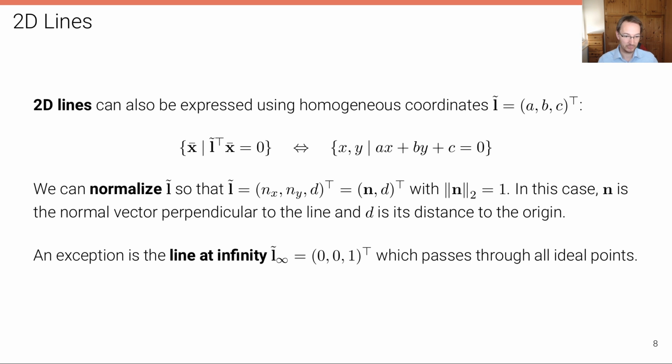An exception, or a special line, is the line at infinity, which we denote as L tilde infinity, which is the line defined by the vector 0, 0, 1. And this is the line that passes through all the ideal points, through all the points at infinity. Now, of course, we can't normalize this line such that it is in that representation, because we would have to divide by 0. And that makes sense, because that line is at infinity. We can't represent it in that normalized way.